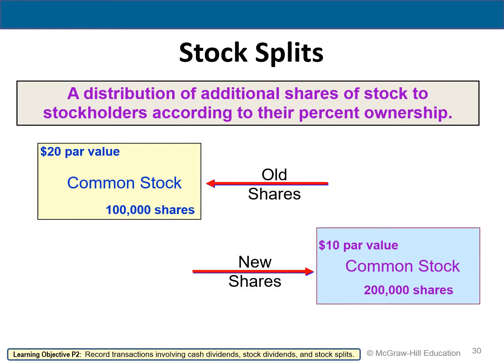All right, so stock splits. Stock splits are basically a distribution of additional shares of stock to stockholders according to their ownership percentage. So let's say that we had $20 par value common stock, and we had $100,000 issued and outstanding. If they do a stock split, it's going to cut the par value in half, and it's going to double the number of shares.